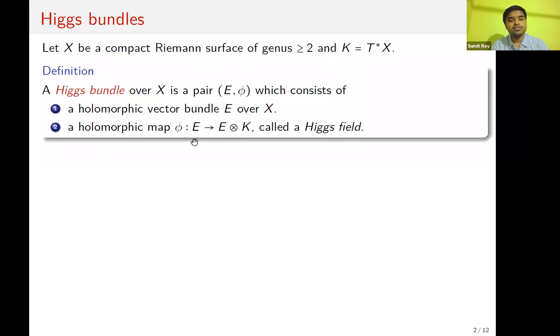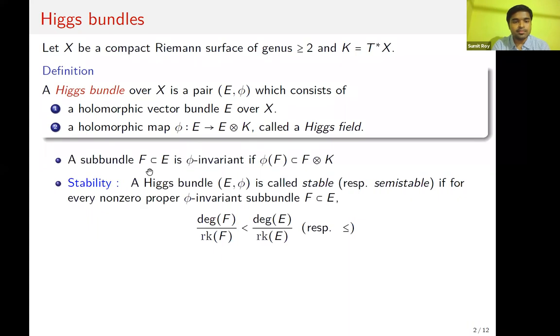And the Higgs bundle over the curve was introduced by Hitchin in 1987. And a sub-bundle is called phi-invariant if it is preserved under phi. And we have a stability condition. So a Higgs bundle is called stable, respectively semi-stable, if every non-zero proper phi-invariant sub-bundle satisfies this slope condition: a strict inequality for stable and less than or equal for semi-stable.